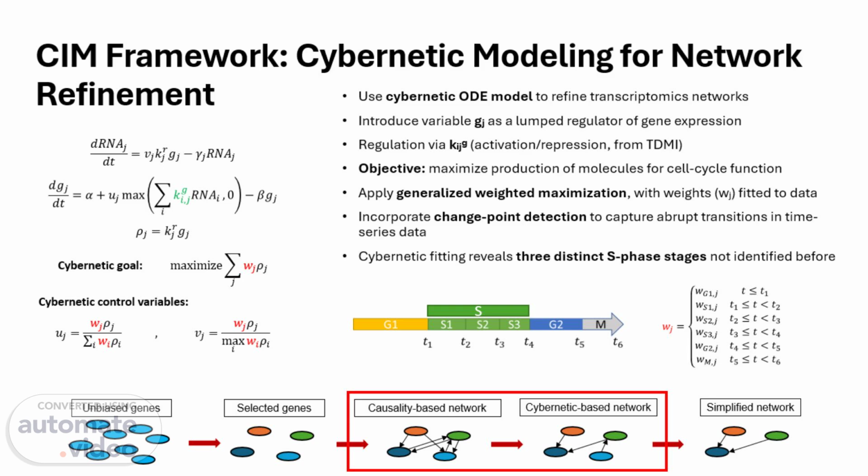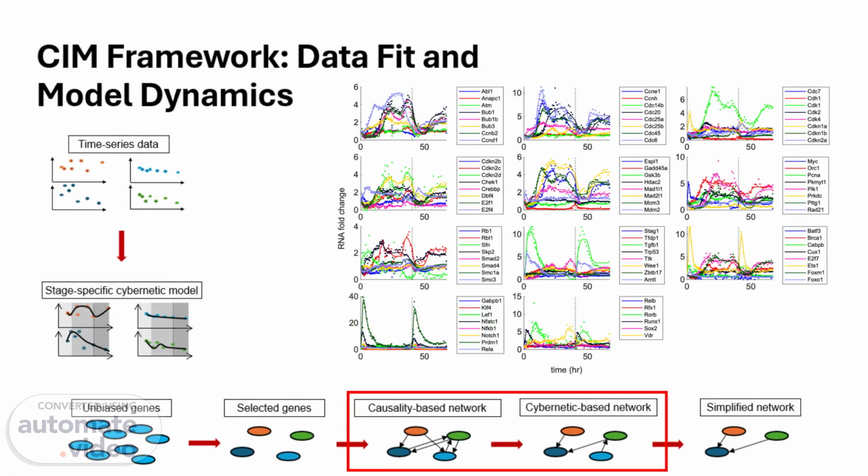A significant finding from this cybernetic fitting was the revelation of 3 distinct S-phase stages, which had not been previously identified, providing a deeper mechanistic understanding. This slide visually demonstrates the power of the CIM framework to capture complex biological dynamics.